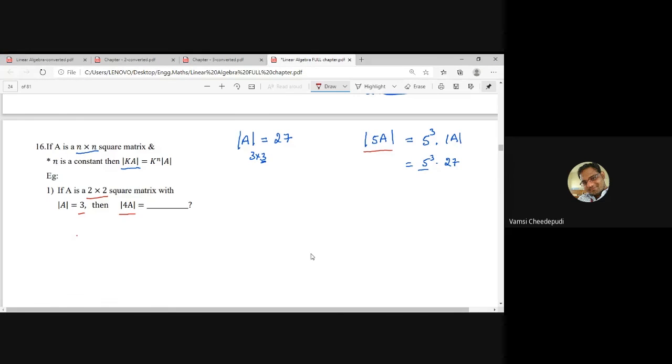Yes, sir, we know the property: determinant of K into A is equal to K power n into det A. Now the given question is determinant of 4 into A. So 4 power n into det A. 4 power n, n means order, 4 square. Order is 2 by 2. Det A is 3. 4 square is 16, 16 threes are 48. That will be the answer.